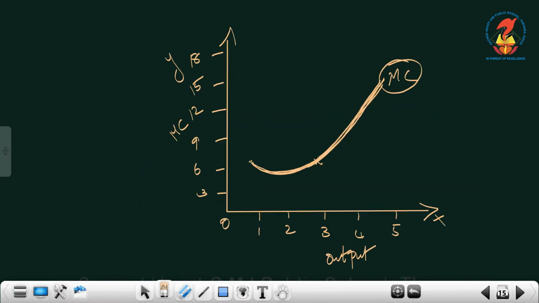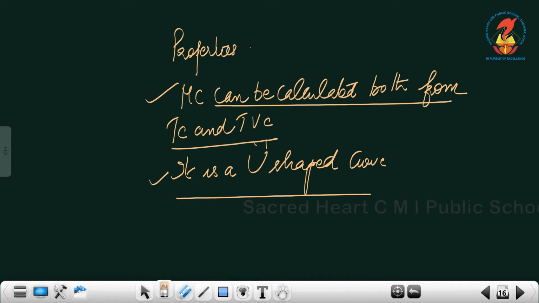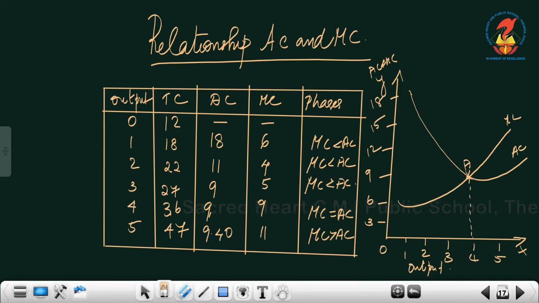Now this is the basic information regarding the MC curve. So MC can be found with the help of TC as well as TVC. The MC curve is a U-shaped curve reflecting the different stages of the law of variable proportion, which initially falls, reaches the minimum, and after that it rises. Now, these are the properties. Just now we discussed the properties, isn't it? MC can be calculated from TC and TVC. It is a U-shaped curve.